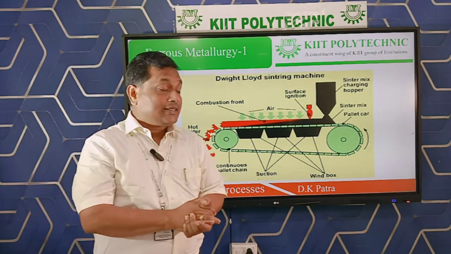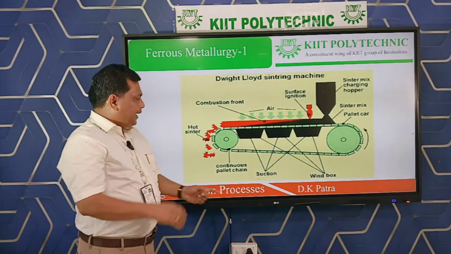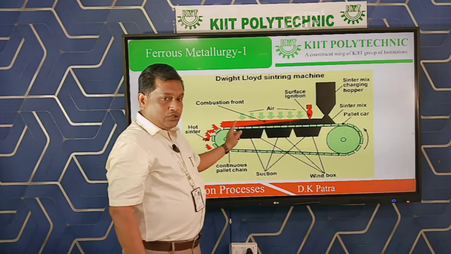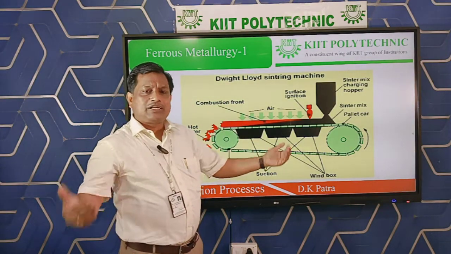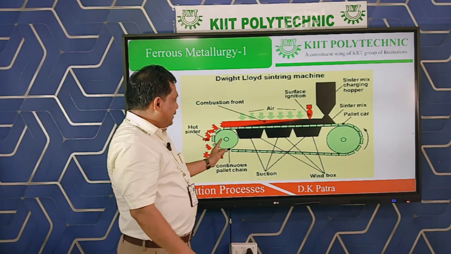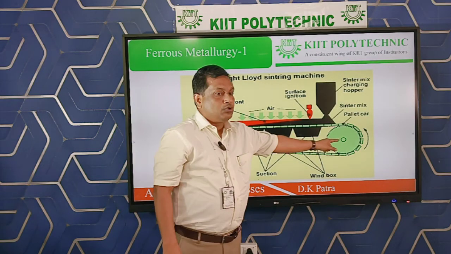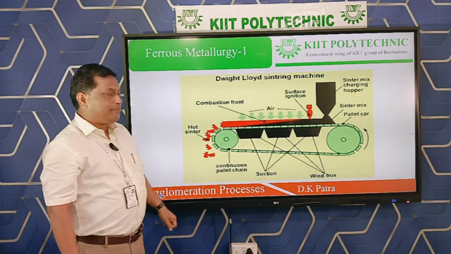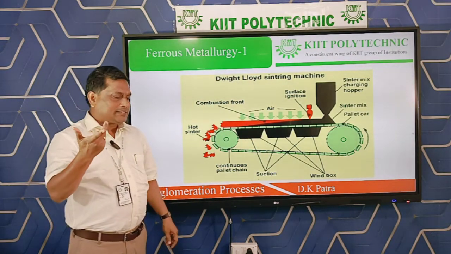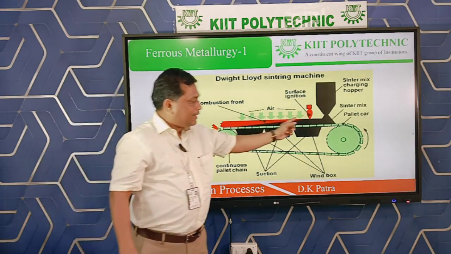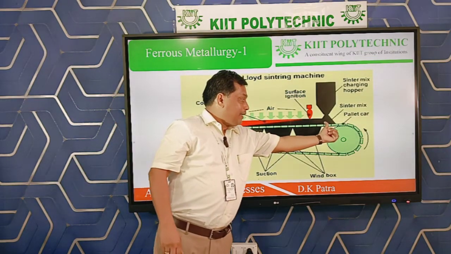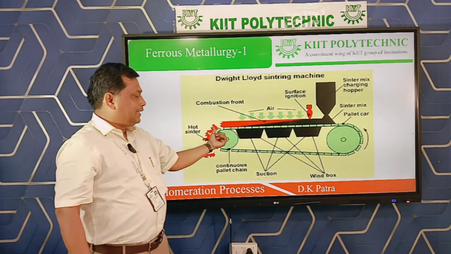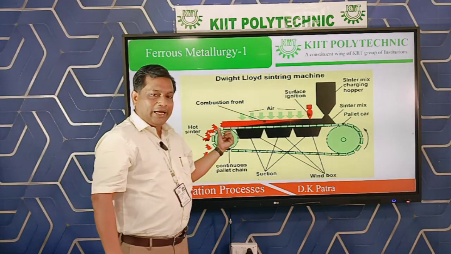So what is this DL sintering machine? Here an endless belt is used. Why is it called endless? Because both the ends are joined and it is rotating over two huge pulleys. Out of these two pulleys, one pulley is attached with a motor, so that when the motor rotates, the pulley rotates and the belt travels over it. The belt is moving from right to left, from that side to this side.